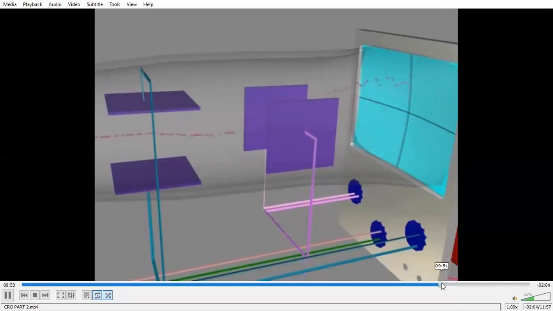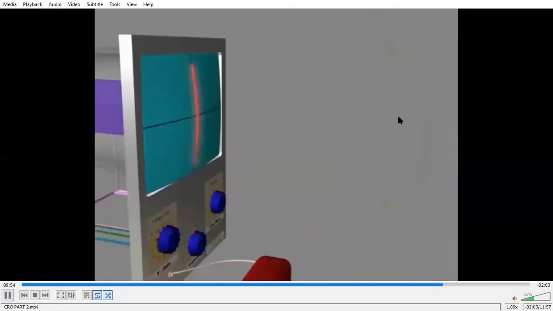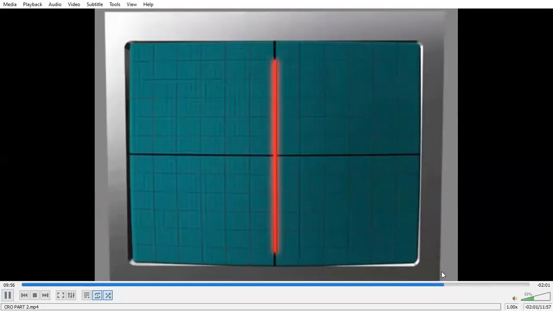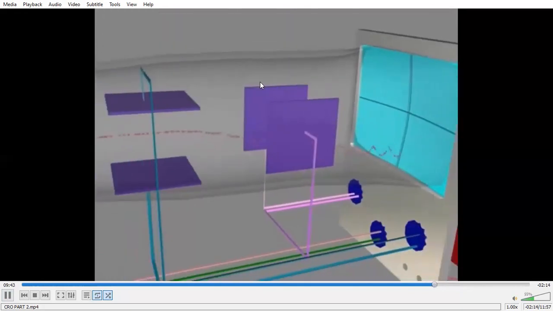Okay, this is alternating voltage, but the time base is off. You see it going up and down, so you see one vertical line like this. The time base is off because the X plate has nothing. Only the Y plate, so it moves up and down.